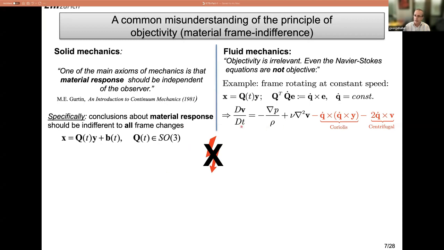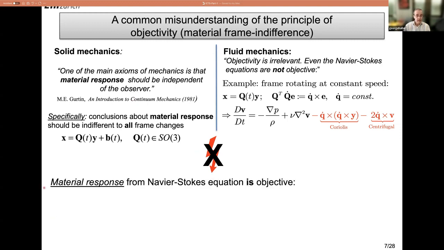Nobody said that the equations of motion should be invariant. The principle says that the material response should be indifferent to the observer, the material response. Nobody requires the velocity to be invariant on the frame changes, not in fluids, not in solid mechanics. But we want conclusions about material behavior to be indifferent to the observer, okay? So what does that mean? Say, in this case, we actually go by that.